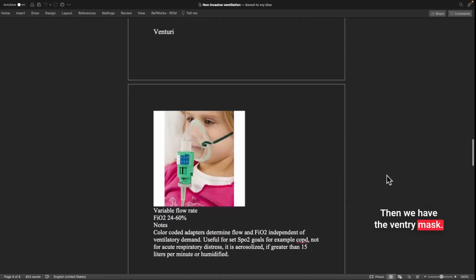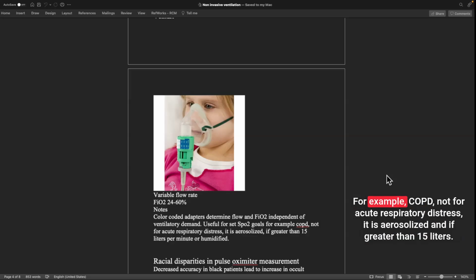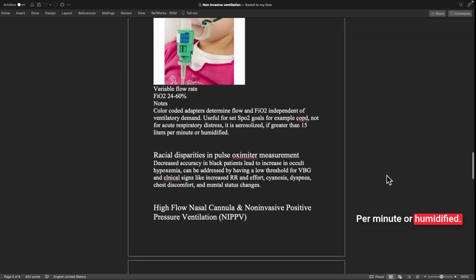Then we have the Venturi mask. This is a variable flow rate. The FiO2 is between 24 to 60%. To note, there are color-coded adapters that determine the flow and FiO2 independent of ventilatory demand, useful for SpO2 goals, for example COPD, not for acute respiratory distress. It is aerosolized if greater than 15 liters per minute or humidified.